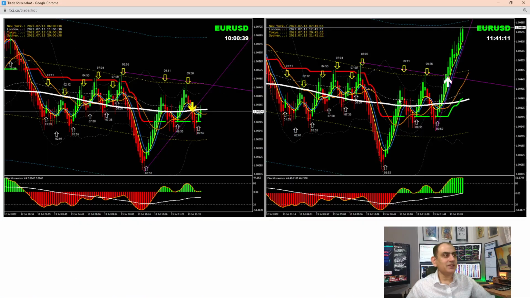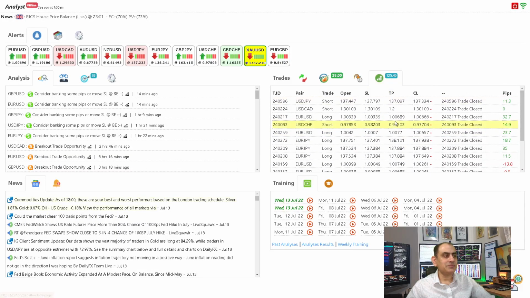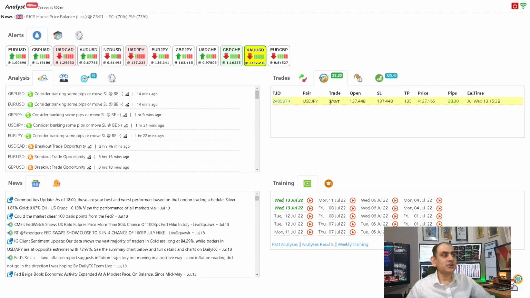You can see here, bank another profit. What beautiful trades, guys. End of the day, he made 125 pips. That's the way I train my traders, guys. I hope you understand. And last, you can see he already banked 13 pips on dollar yen. He is also holding a short trade on dollar yen.